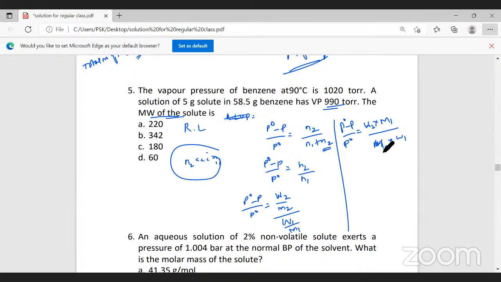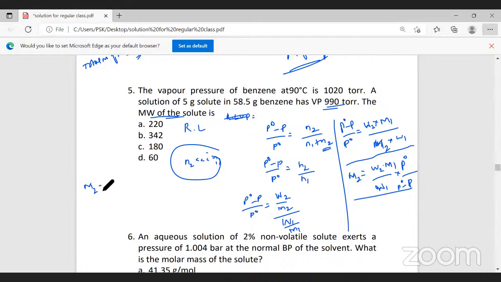So the molecular weight of the solute is M2. We can write M2 as W2 M1 by W1 into P naught divided by P naught minus P. We can use this formula to calculate the molecular mass of the solute. This derivation, did you understand? It's a simple derivation. Did you follow it? Yes, sir.